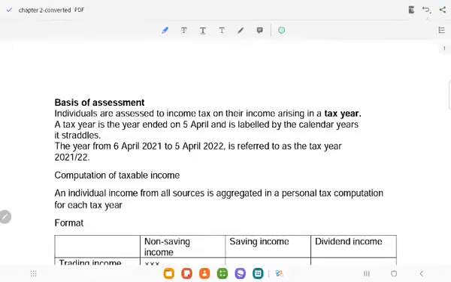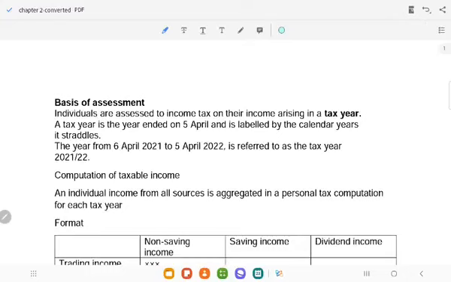Welcome. In this lecture, we will consider some basic points and their application for the calculation of income tax liability, like qualifying interest payment, child benefit charge, personal loans and adjustment in personal loans, how much of personal allowance can be transferred between the married couple, and so on. So let's start with the basis of assessment.